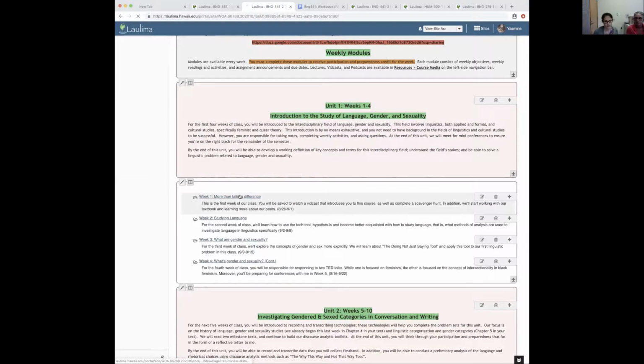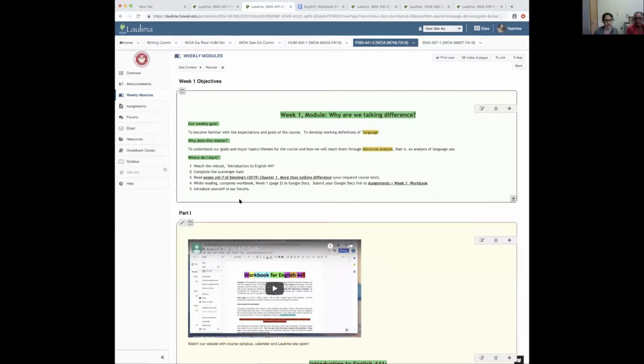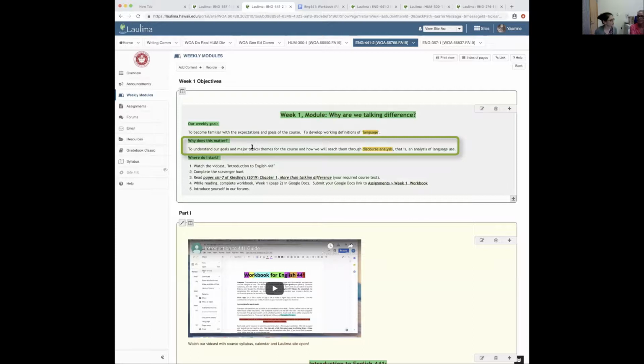For my modules, what I do generally is I also have a section at the very beginning that tells them what our weekly goal is. Again, this is just reiterating what is on the course calendar, what's in the syllabus, but making those connections in case the student hasn't read the syllabus or the course calendar very closely, this still reiterates it. And then, why does it matter? I feel like it's really important to explain why we're doing things because students need to understand the stakes. And so I feel like I always have to explain why I'm doing something.